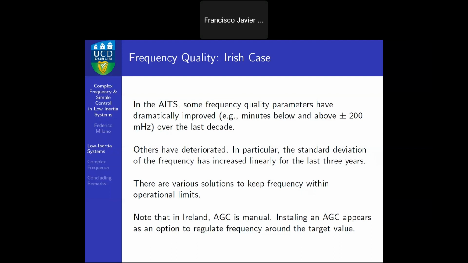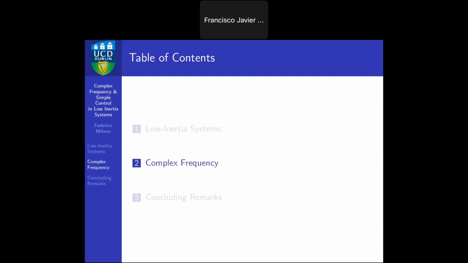Now, it might be the inertia. We can call it the problem of a low inertia system. It might be because of the lack of some kind of control, but there is a problem, and so we want the solutions. Okay, so this is the start of the motivation for what I'm going to talk about now. Okay, complex frequency.